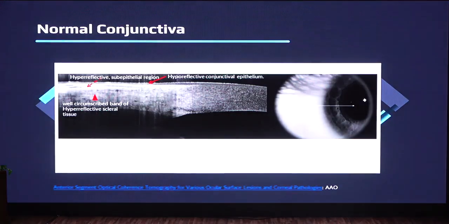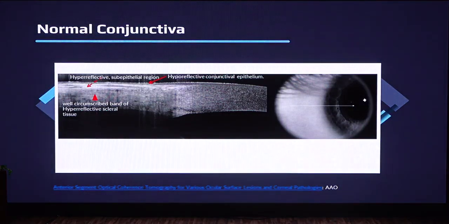Coming to the conjunctiva, we have the hyporeflective conjunctival epithelium. Of course, the anterior part would always be the tear film, which is going to be hyperreflective. Then the subepithelial conjunctiva is hyperreflective, and then the substantia propria appears a little hyper to hyporeflective. Then the scleral band is again hyperreflective in appearance.